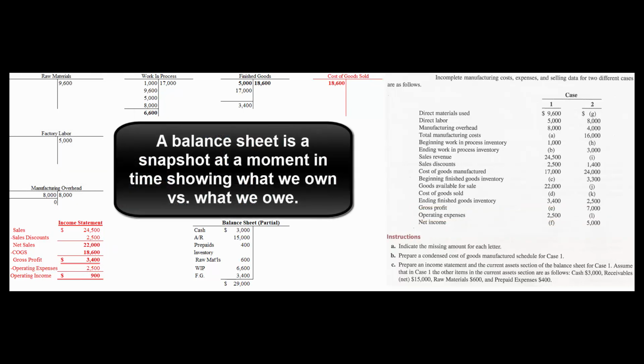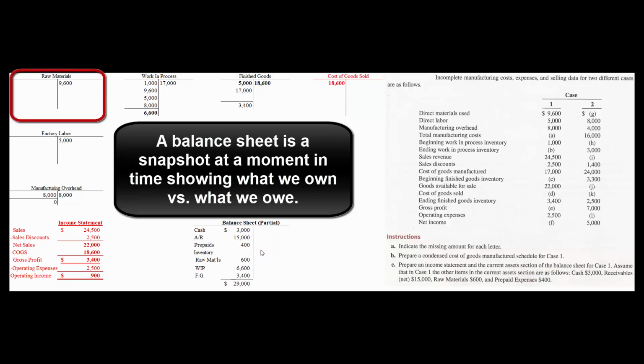Lastly, we're supposed to prepare the current assets section of the balance sheet. The balance sheet is what we own versus what we owe. It tells us that we have $3,000 worth of cash. It tells us that we have invoices out unpaid for $15,000. That's accounts receivable. It tells us that prepaids, things like next month's insurance expense, are $400. We paid that earlier.